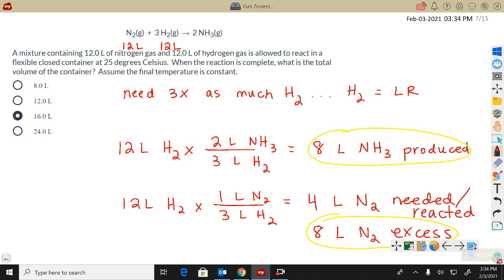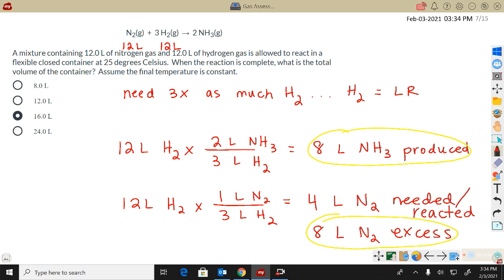Here's a question that was commonly missed, and I bet you were really close. And when you see the right answer, you're going to slap yourself in the face and wonder what you were thinking. It's stoichiometry. You've got 12 liters of nitrogen and 12 liters of hydrogen allowed to react in a flexible, closed container at 25 degrees. When the reaction is complete, what is the total volume of the container?